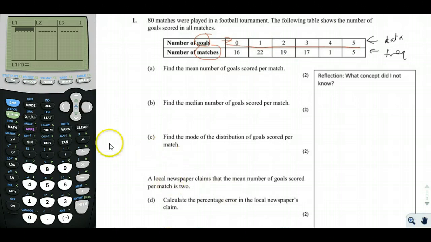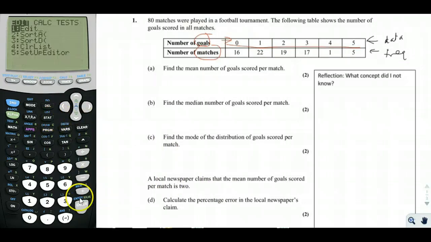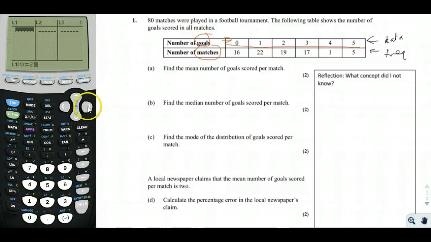Now remember, you're just going to use the stat edit function. So you go stat edit, and then you're going to fill your first two columns with this data. You're going to put in, for example, 0 on the left side, and then 1, then go down: 0, 1, 2, 3, 4, 5. On the second column, you're going to put 16, 22, 19, for example. So you can see I've put in the data, the numbers 0 through 5, and then the frequencies in here, just like they have it here.